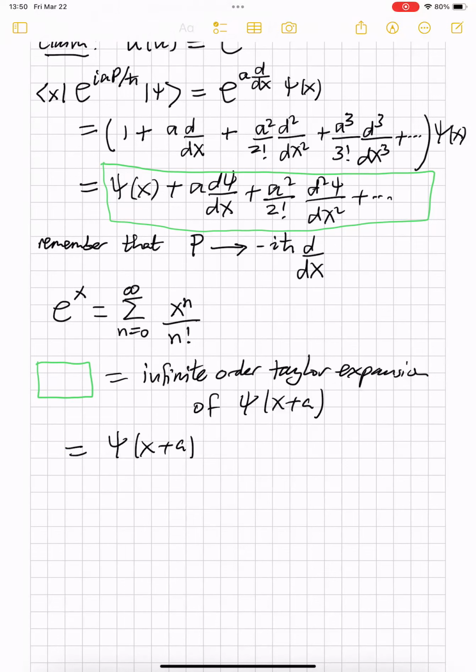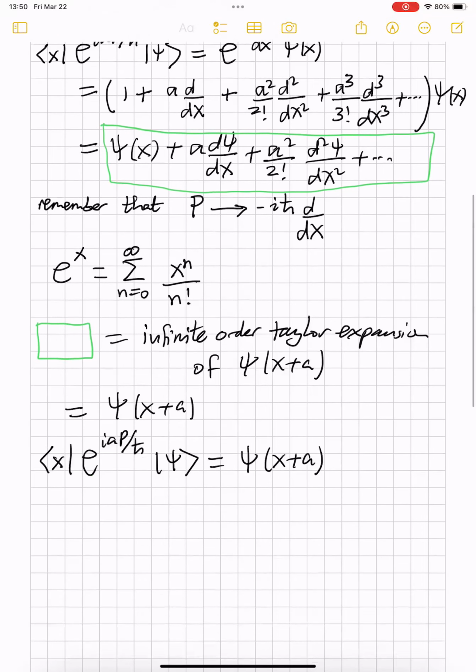So what did we prove? We have proved that if you project e to the i a P over h bar acting onto psi into position space, you just get psi of x plus a. So as advertised, this exponential operator is performing a translation in space.